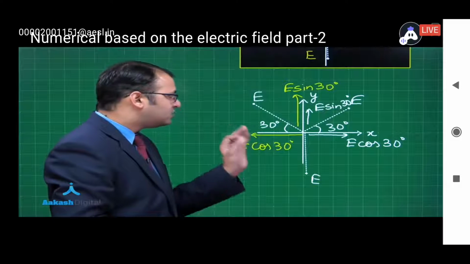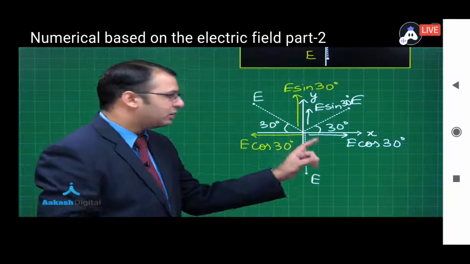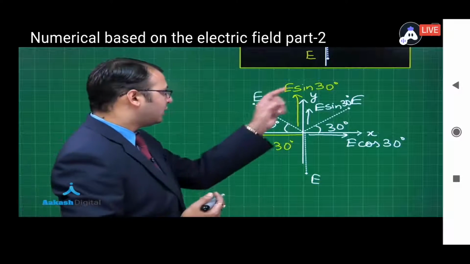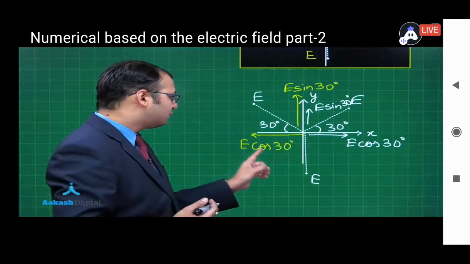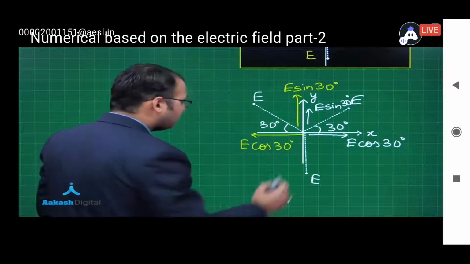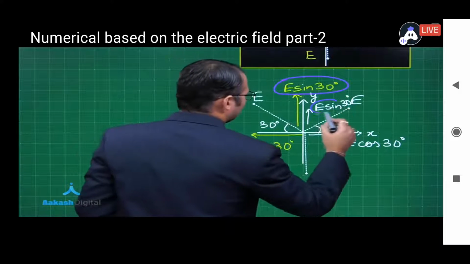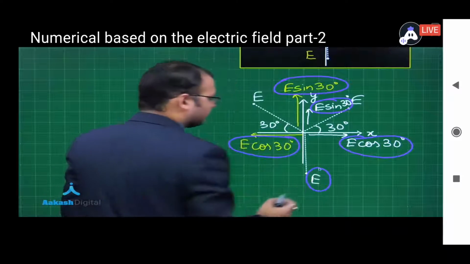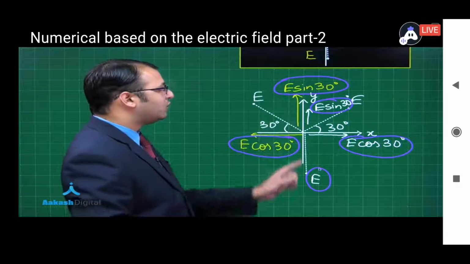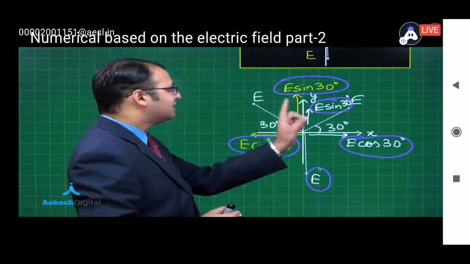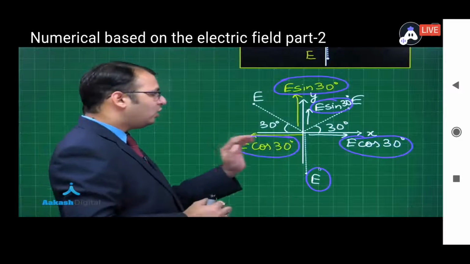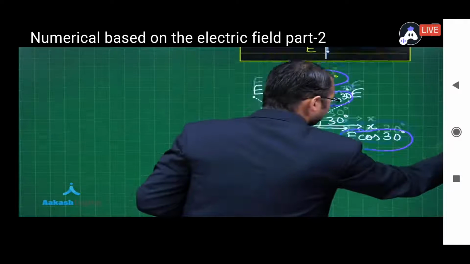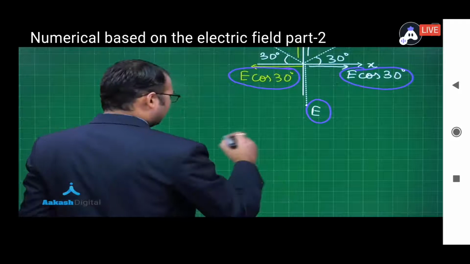Now, I have resolved the vectors along x and y axis, and finally I am left with 5 vectors. Which are those 5? 1, 2, 3, 4 and 5. Let me highlight them for you. Out of these, along y-axis there are 3 vectors: E sin theta, E sin theta and E. And along x-axis there are 2 vectors: E cos theta and E cos theta, in opposite directions. Now let's have the vectorial sum along x-axis.